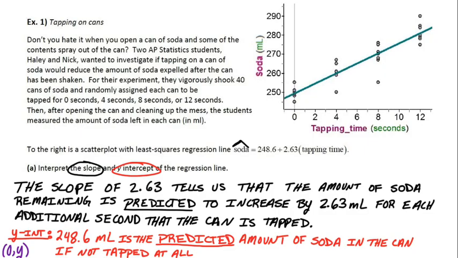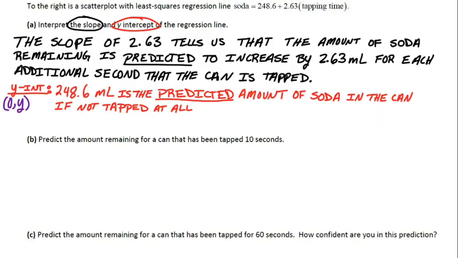Alright, so I'm just going to scroll down a bit here. Part B says predict the amount remaining for a can that's been tapped for 10 seconds. So this is actually a pretty simple question. We have the equation up here for soda. So we make our predictions based on this equation. So if it's been tapped for 10 seconds, all we do is plug 10 in for the x. And we'll make a prediction on how much soda is left.